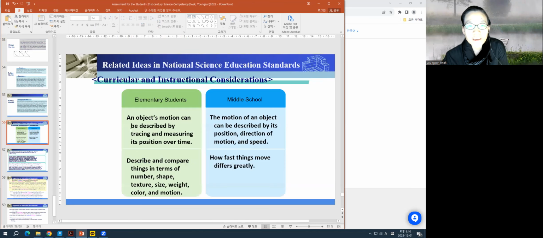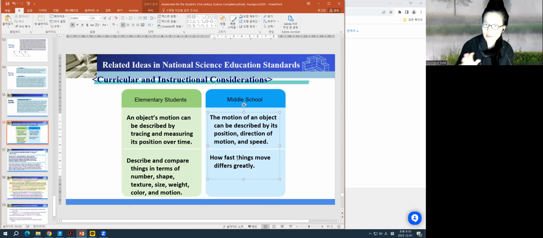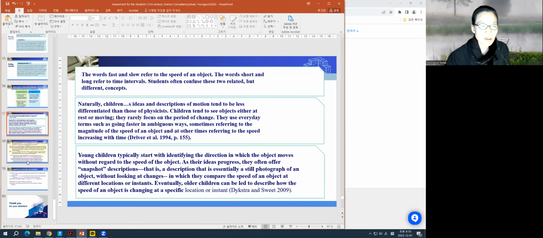And this is showing the curricula for the elementary level. This one is for elementary level achievement standards. You can also use this kind of probe for middle school level. How fast things move differs greatly. They are not talking about acceleration. They only talk about the change of velocity. They are not talking about acceleration.